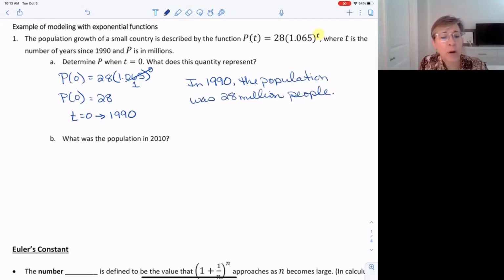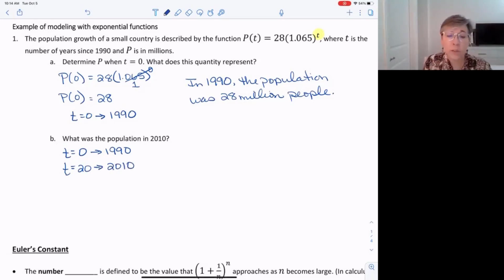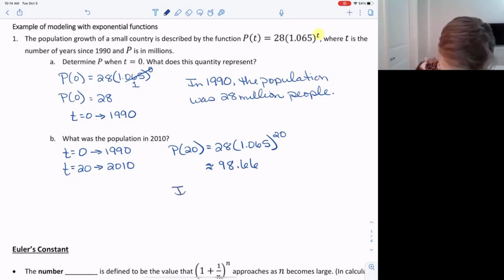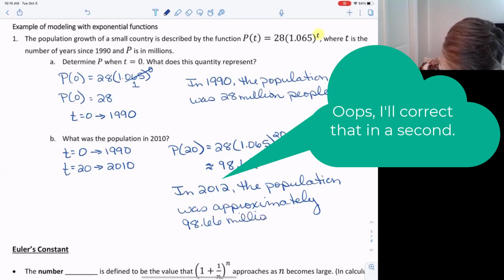Well, then it asks in part B, what was the population in 2010? Well, if t equals 0 is 1990, 20 years later would be 2010. So our t would be 20. So we can plug that in. That gives us approximately 98.66. So this means in 2010, the population was approximately 98.66 million people.